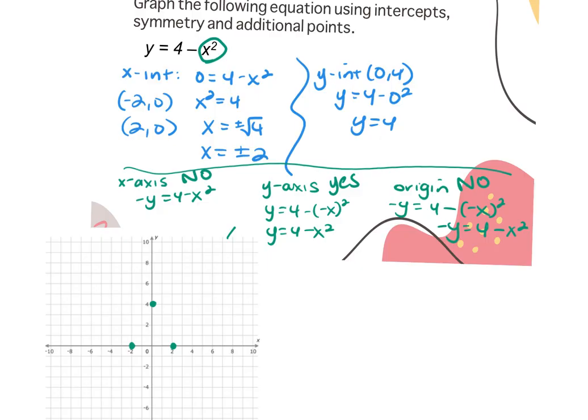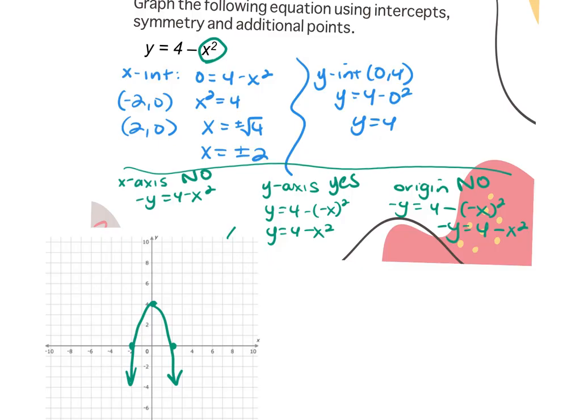If you're confident in those skills, then you don't even need to plot any extra points. You would know what this overall shape looks like. If you're unsure, that's when you need to plot some extra points. And only if there's time, if you feel like you've got a little bit of time at the end and you want to double check, I would plug in 3 and I would plug in negative 3 and see what those points were, and it would confirm the overall shape.